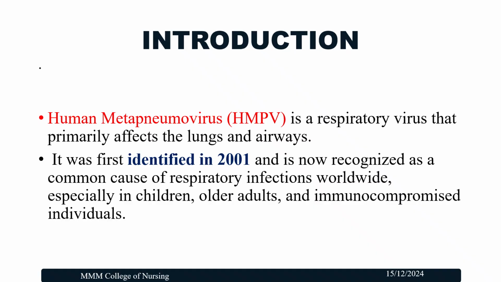Human metapneumovirus is a respiratory virus that primarily affects the lungs and the airways. It was first identified in 2001 and is now recognized as a common cause of respiratory infections worldwide, especially in children, older adults and immunocompromised individuals.